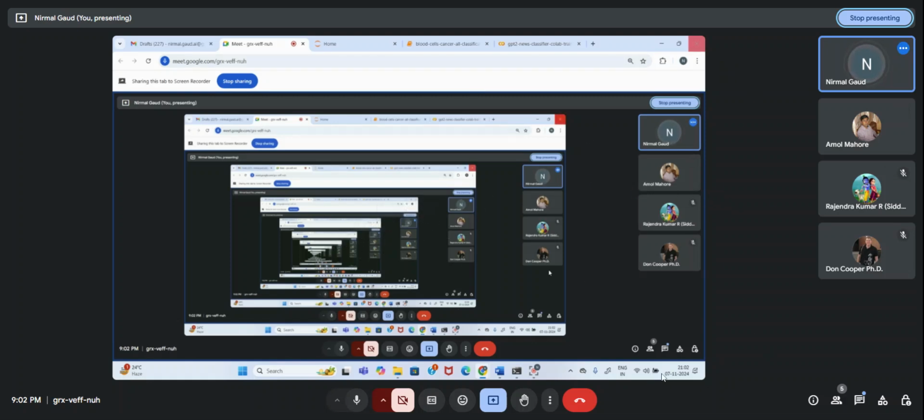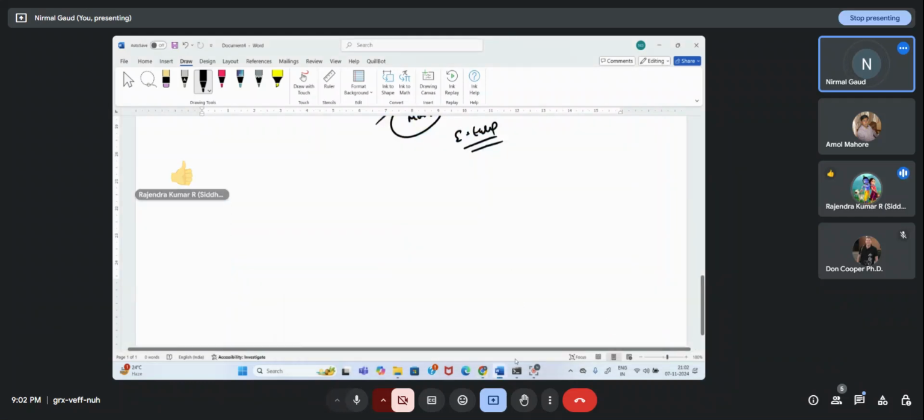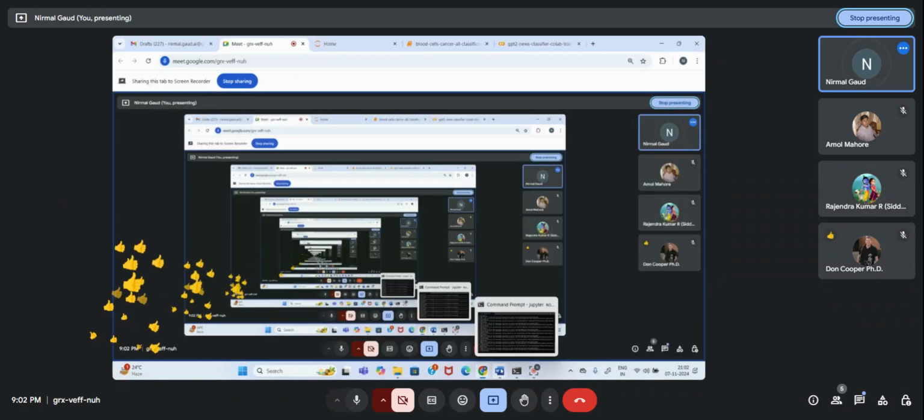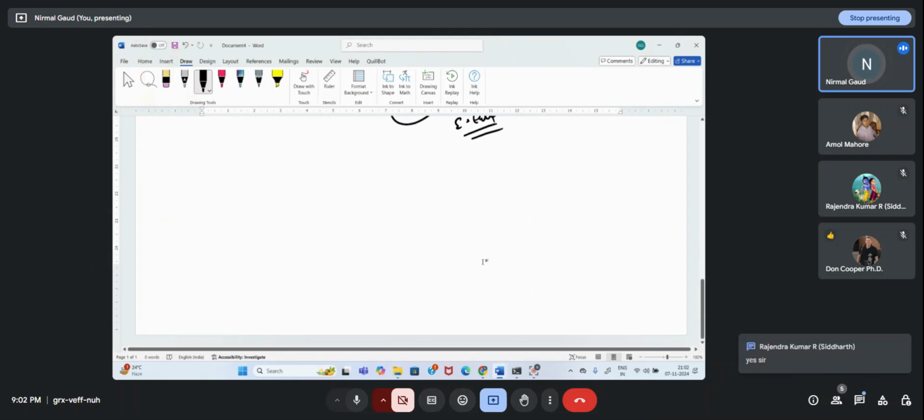Can you see my screen? Okay, yes, sir. Okay, fine. So, I'm teaching on this template. I'm moving this template. I hope you can see this template.